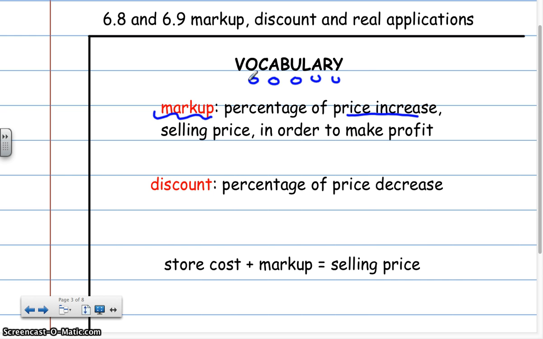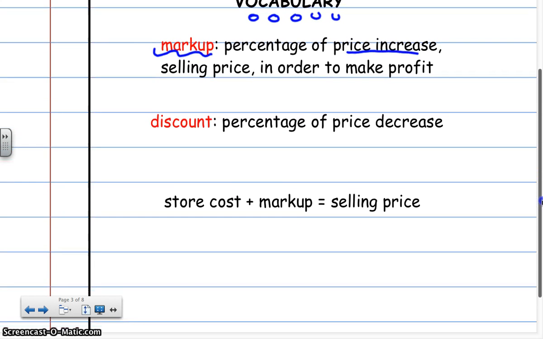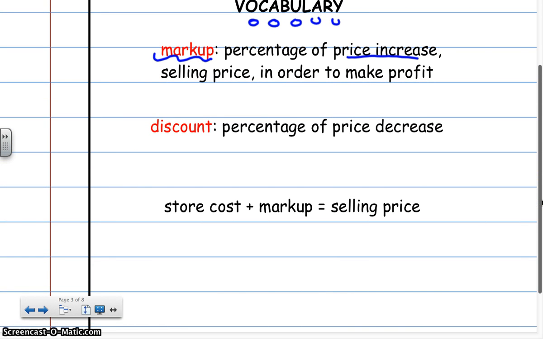A discount is a percent of price decrease. And we get that all the time when we want something, we're saying, Mom, Dad, Grandma, Grandpa, it's on sale. Can you please get it for me? There's a discount. And most of the time we see things like a 30% discount, a 50% discount, a 10% discount, or 15, etc.